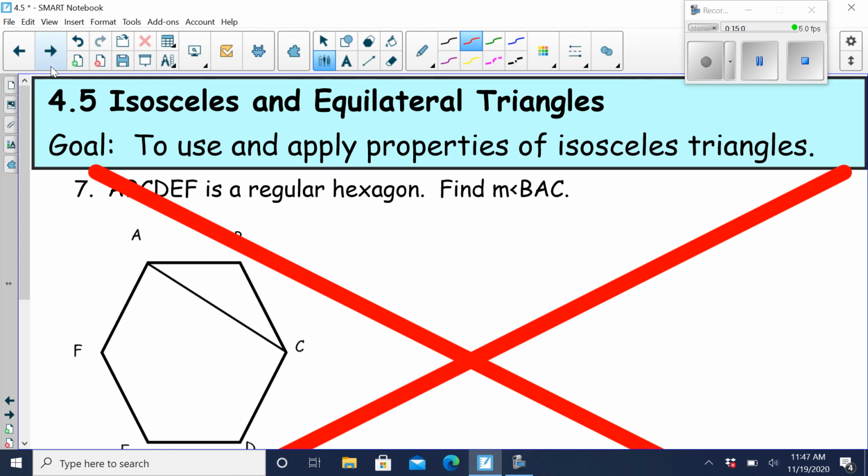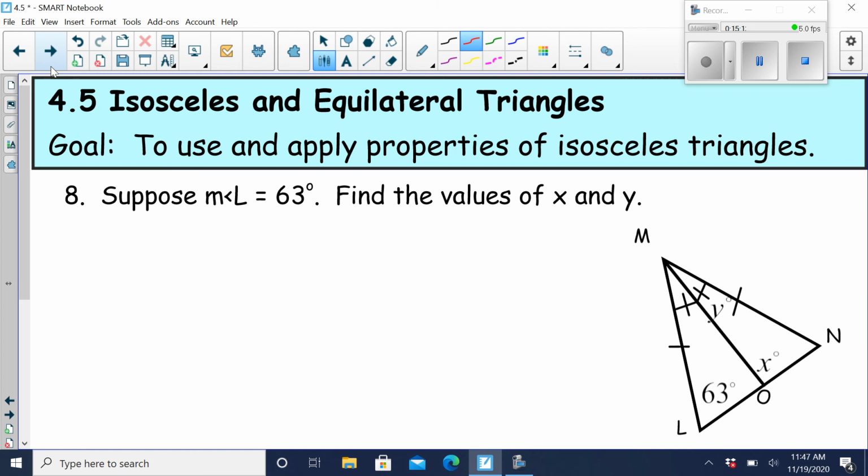Okay, this problem we're crossing out. Everyone say, yippee skippy. Okay, moving on to number 8. On number 8, it says, suppose the measure of angle L is 63 degrees. They want us to find the values of x and y.